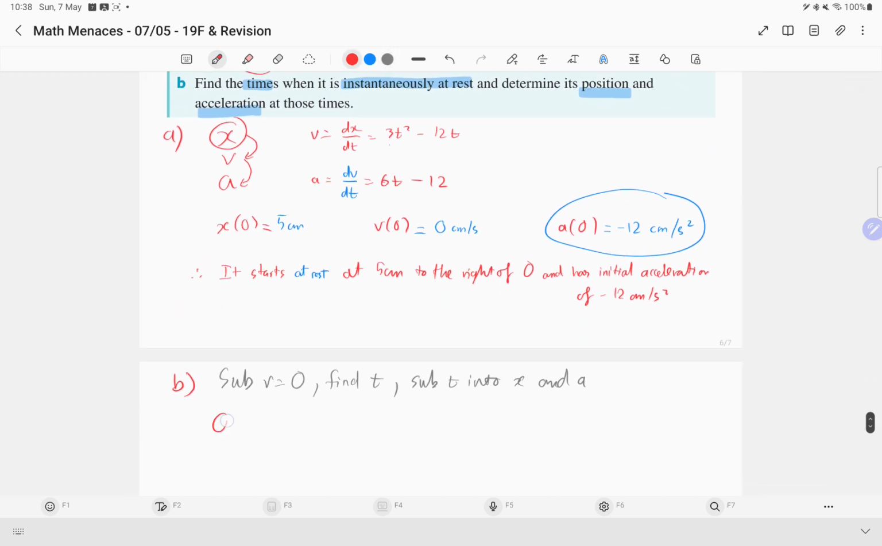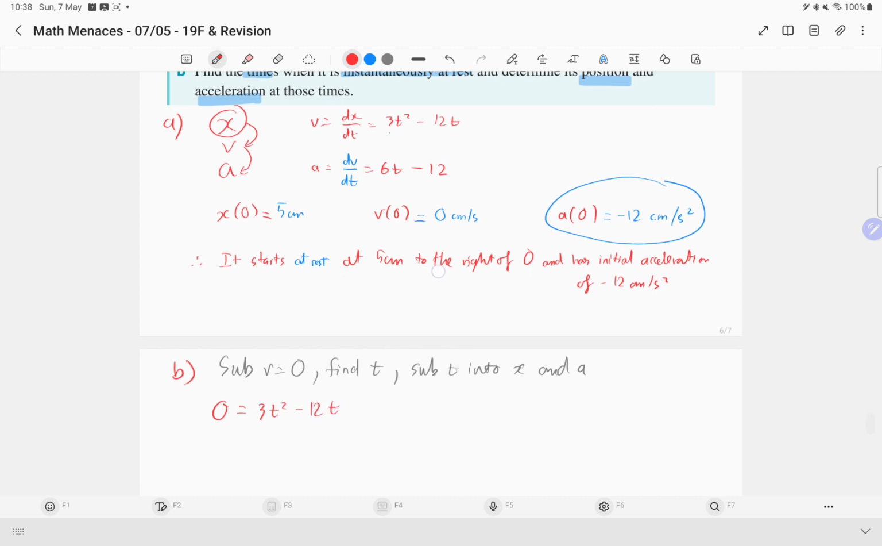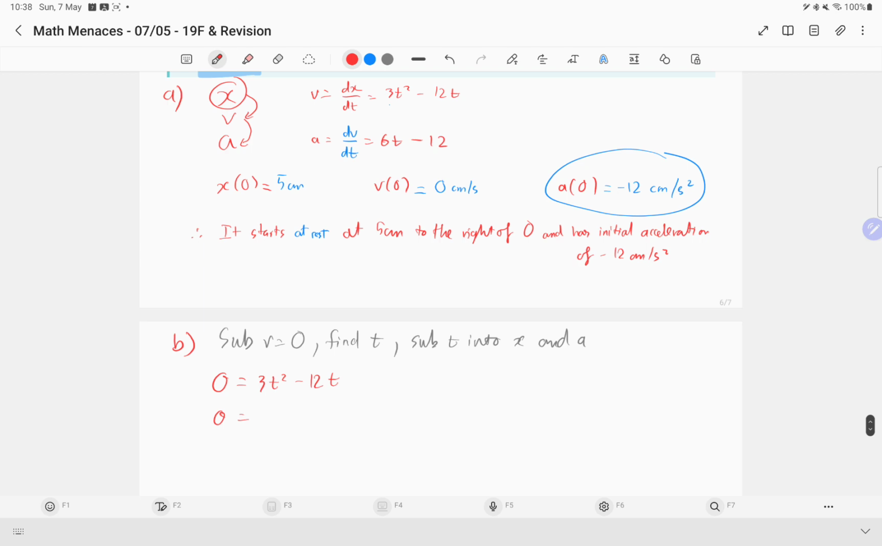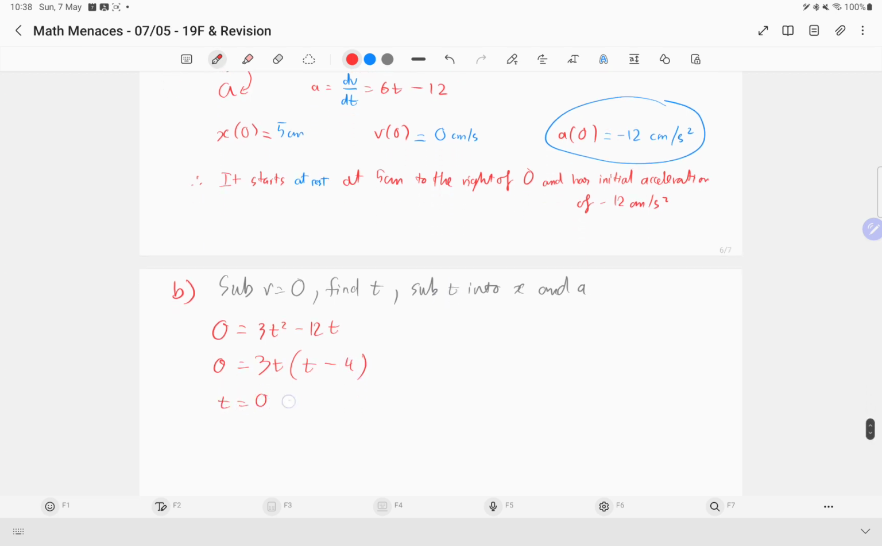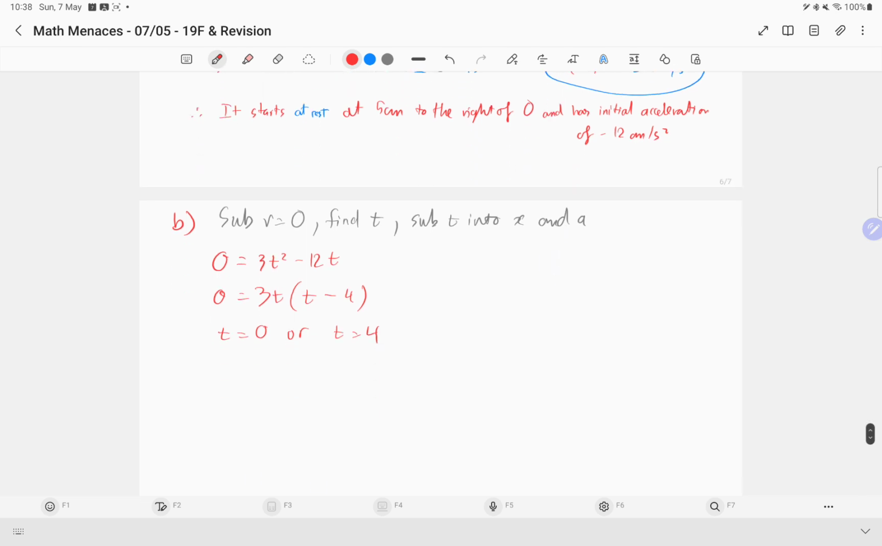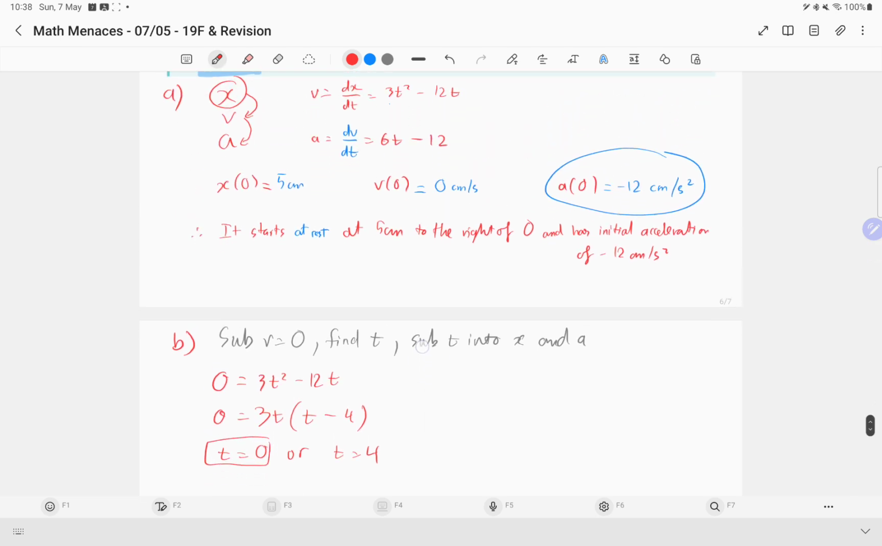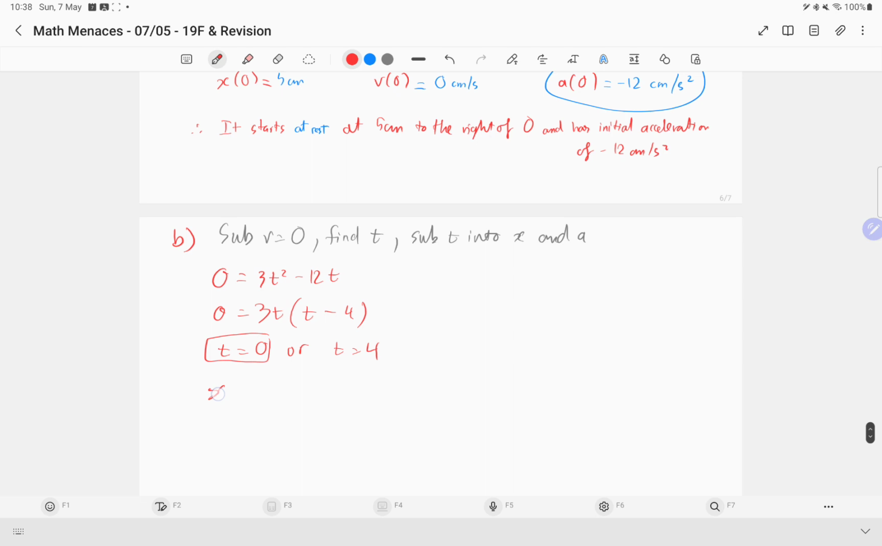Okay, so v equals 0. So 0 equals 3t squared minus 12t. And when you see polynomials, always try to factorize it. So 3t(t minus 4), which means t equals 0 or t equals 4. And then sub t into x and a, so we'll find the x of 0. Well, when t equals 0, we already found all the values before for x and a. So now we just need to find x of 4 and a of 4.